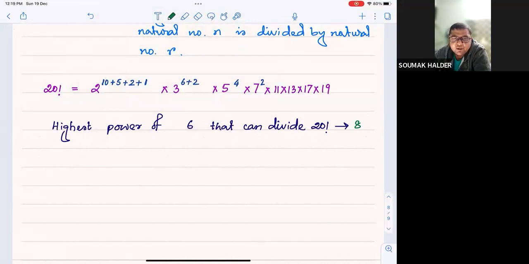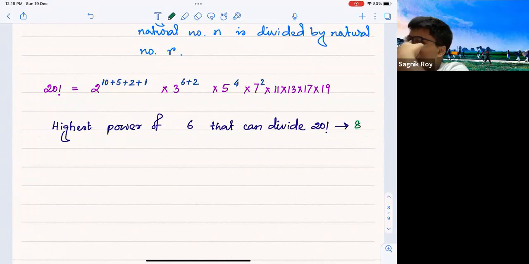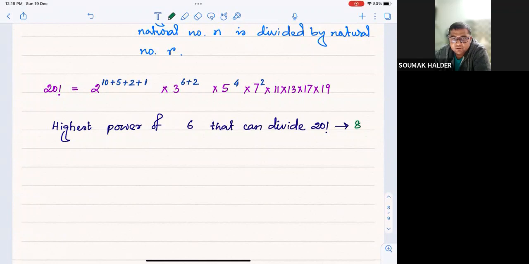Because if I need to make a 6, it is made of an equal number of 2s and 3s, right? Is it clear? So 2 were present in 18 numbers, but 3 were only 8. So if I need to use an equal number of 2 and 3 to make a 6, I can make only 8 sixes out of the material we have from 20 factorial.